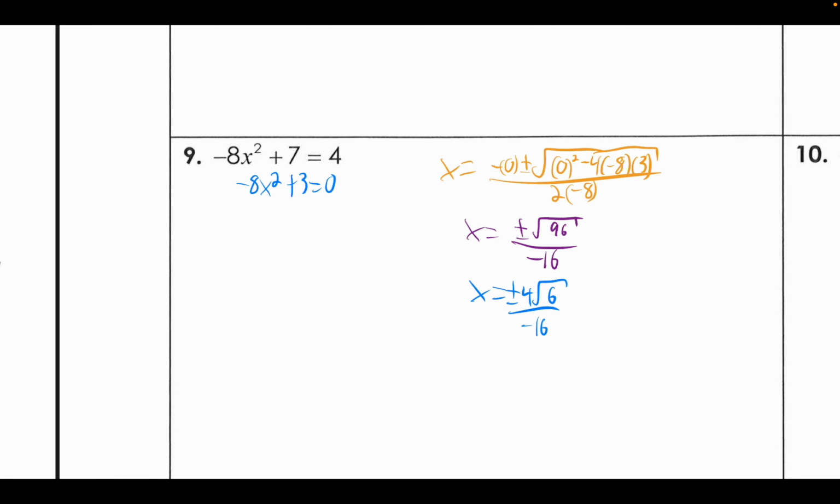I can in fact reduce 4 over negative 16 by 4, and so I get plus or minus square root of 6 over negative 4. Once again, the negative on the bottom is quite redundant, because if you take a positive divided by a negative, you get the negative, so you might as well just have this. And if you take a negative divided by a negative, you end up getting a positive, so you might as well just have the positive version. And so it ends up being quite redundant that you have a negative 4, and so you might as well just write 4. But once again, if you write the negative there, I'm not counting it wrong.